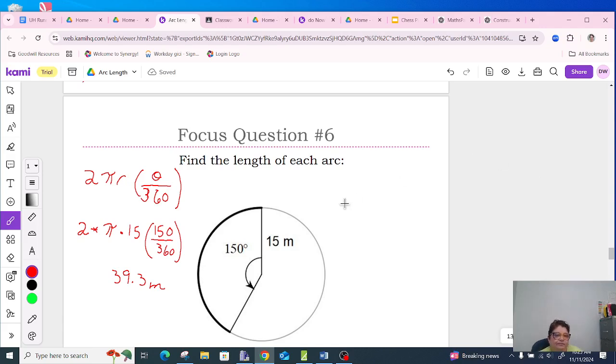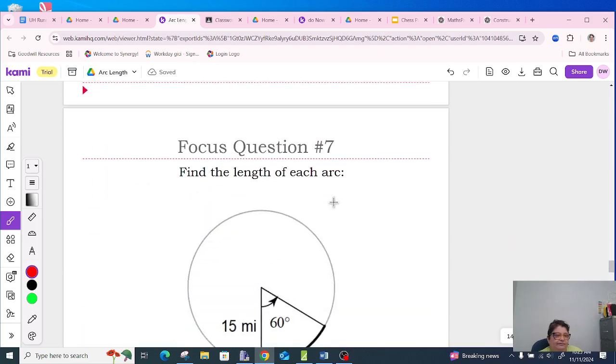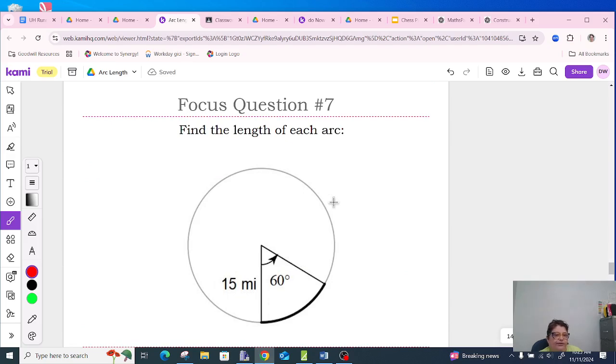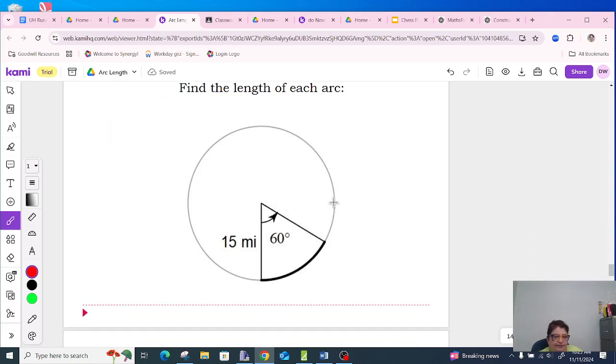Okay. Are we good? Can I move on to the next one? Miles. Miles. Boy, this is a huge circle. 15 miles. Huh. Maybe it's part of the moon. Who knows? I don't know what it's talking about. Okay, yeah, this would be the same. So it'd be 2 times pi times 15 times 60 over 360.